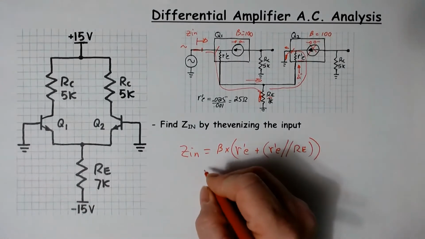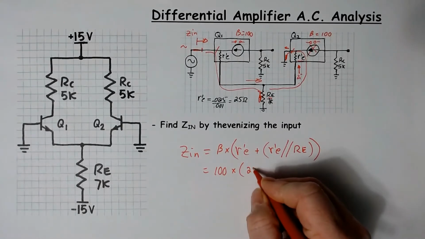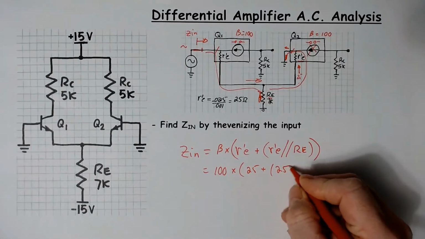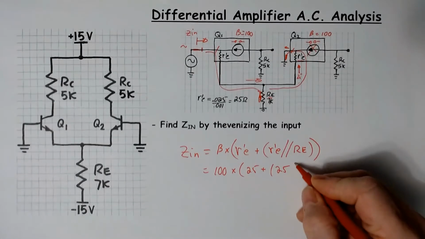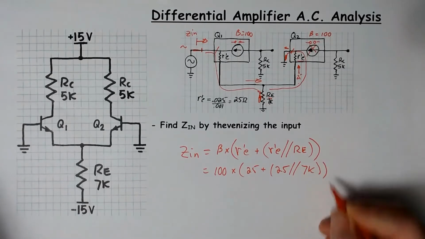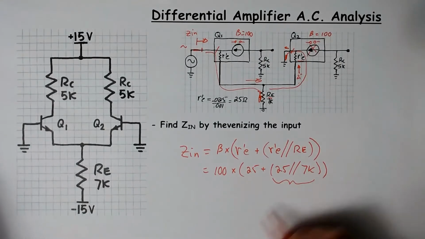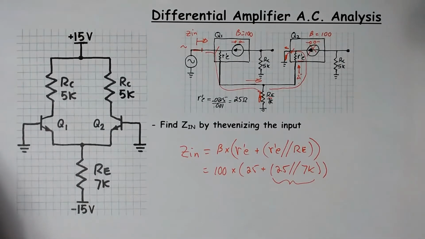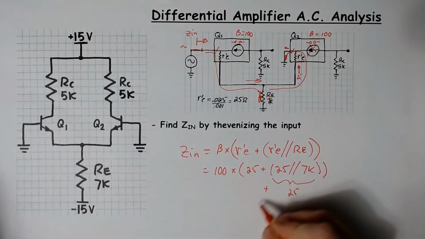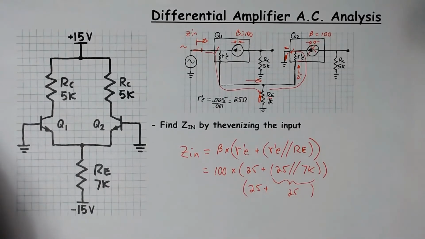So let's put some numbers in on this. We said beta would be about 100 times R'(E), that's 25 plus 25 ohms. Both the R'(E) are 25 in parallel with 7K. Okay, real quick. 25 ohms in parallel with 7K. How much is that? 25 ohms. So that basically simplifies down to approximately 25 ohms.